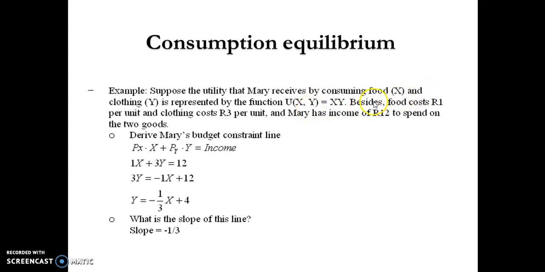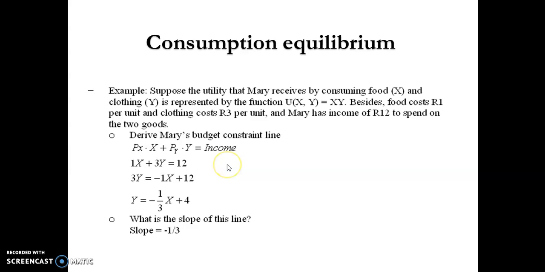Now you are further told that food costs 1 Rand per unit and clothing costs 3 Rand per unit. So there's your price of good X and your price of good Y. And Mary has an income of 12 Rand to spend on the two goods. Now, this is a very straightforward example. Your applications will be more complicated than this, but the process is exactly the same. Firstly, you can derive Mary's budget constraint by taking your price of good X times X, which is what we'll need to determine, plus the price of good Y times Y, is equal to the income. So you can substitute the values that you have.